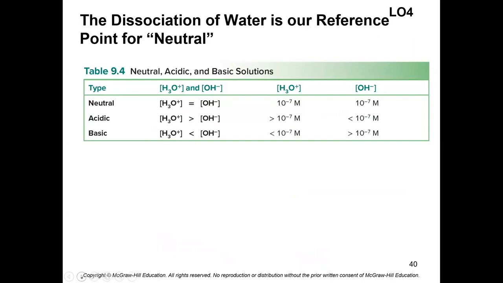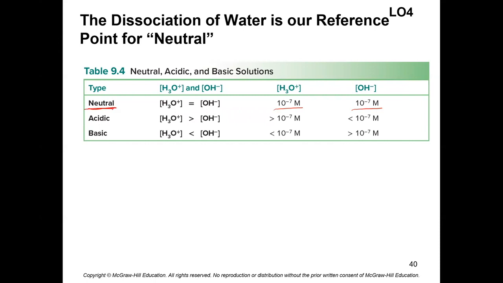So what does this all mean in terms of acidity and basicity and neutrality? We use the dissociation of water as our reference point for neutral. The natural dissociation of water, which is 10 to the minus 7 molar H3O plus and 10 to the minus 7 molar OH minus, is naturally how much of each one you're going to have in just a cup of water. Okay, we consider those concentrations as neutral.